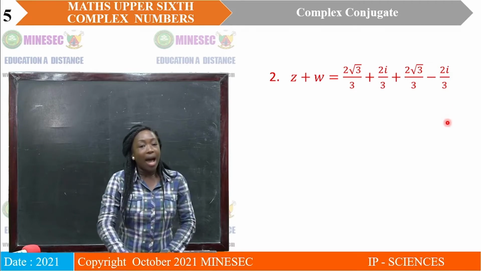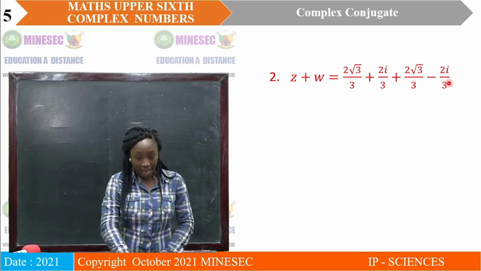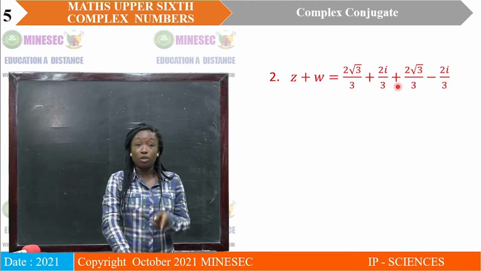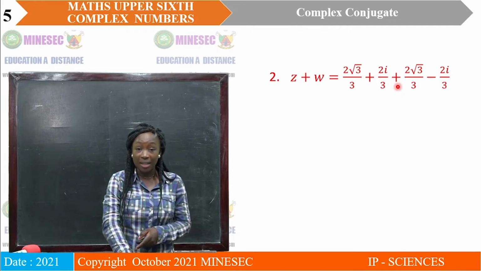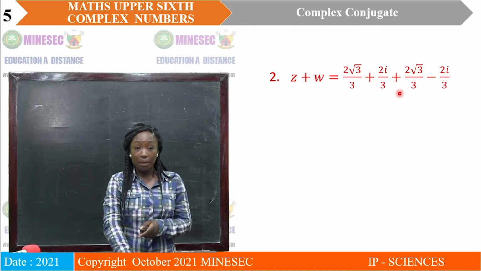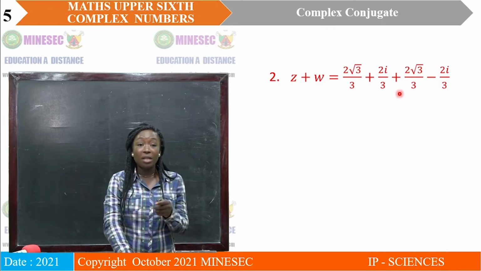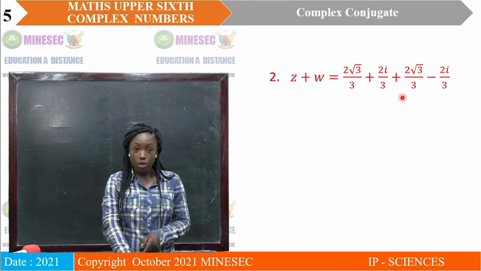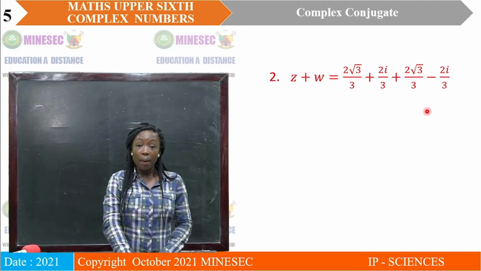Now, I did not bother to put in brackets here, but I always advise my students to put brackets, because in case there is a negative sign there, that negative sign has to affect everything inside the bracket. But since we don't have a negative sign, since we are adding Z plus W, there's no need to bring in brackets.